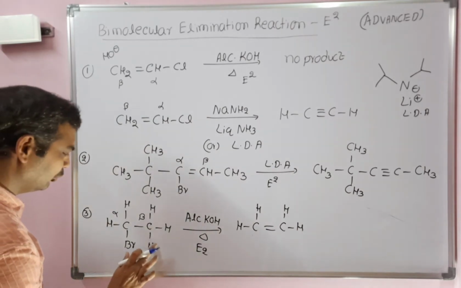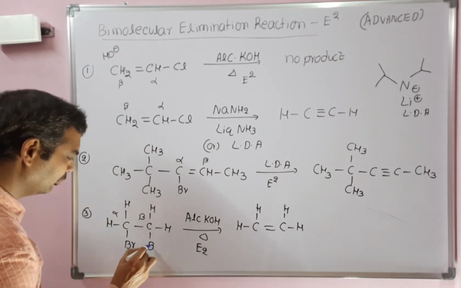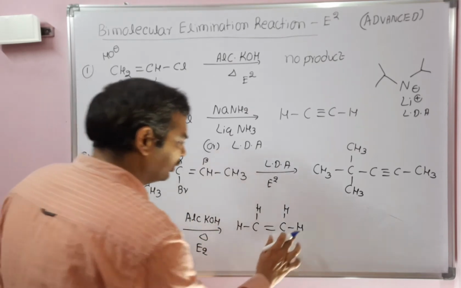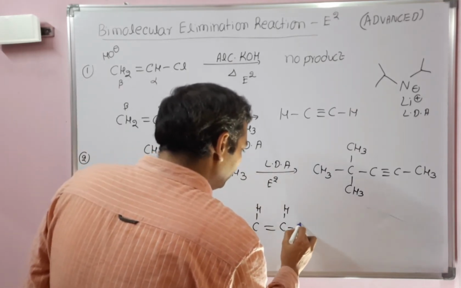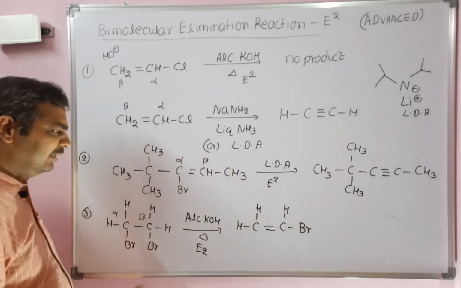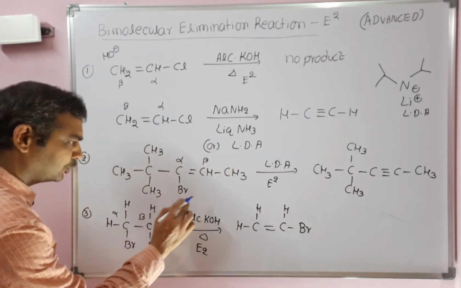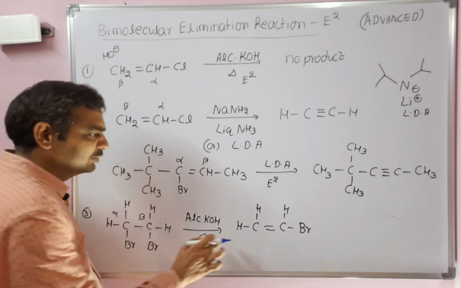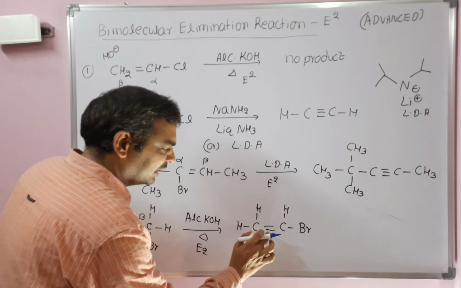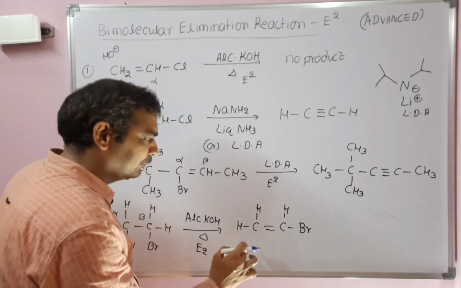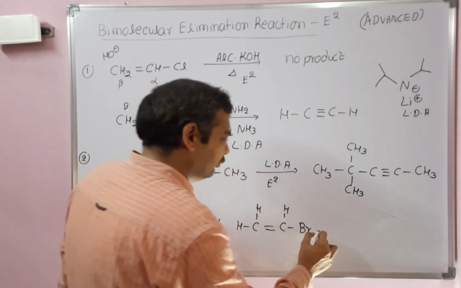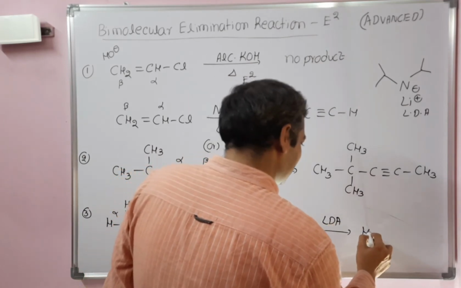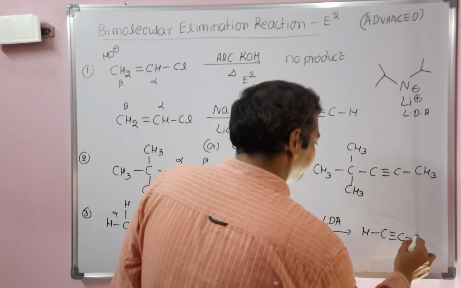So let us say here also bromo. Alcoholic KOH, one equivalent or two equivalents. First we will get ethyl bromide. Even if you use excess equivalents, the reaction will stop here. Why? Because alcoholic KOH cannot abstract a proton from here. Suppose you want to convert to acetylene, we need to use LDA here. Then we will get the acetylene compound.